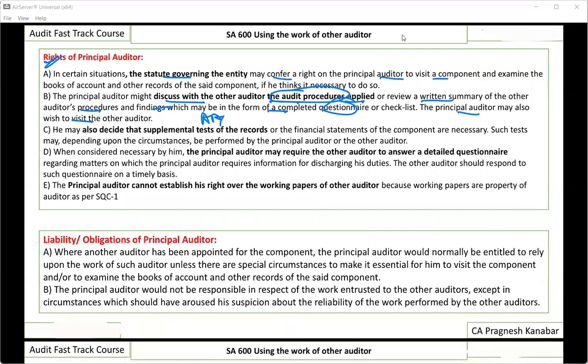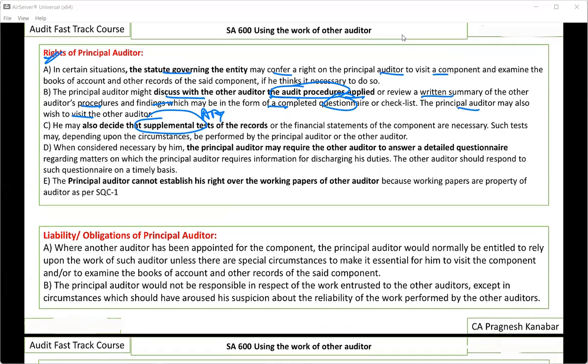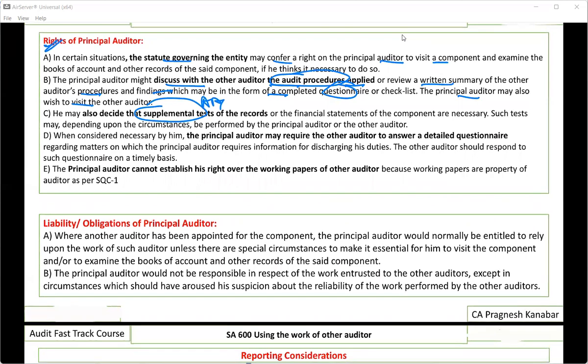He may also decide that some supplemental tests, that is additional tests, are necessary, but he cannot direct the other auditor to perform these tests. No, it will depend on the discussion with the management and whether other auditor agrees or not to perform these tests. Otherwise, principal auditor may himself have to perform these tests. He may also decide supplemental test of records of financial statements of the components are necessary. Such test may, depending upon circumstances, be performed by principal or other auditor.